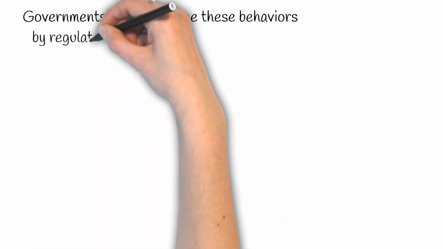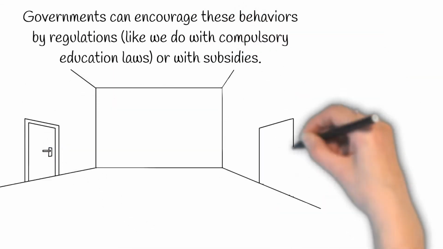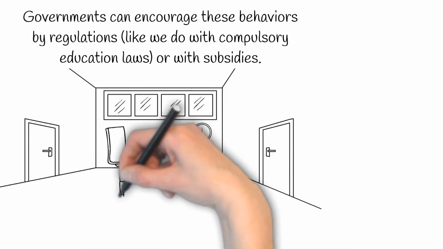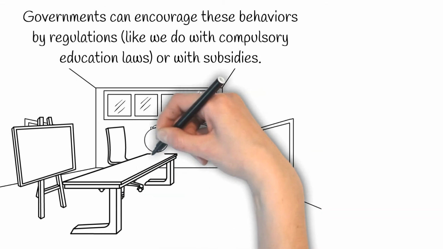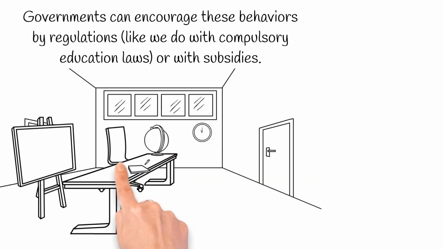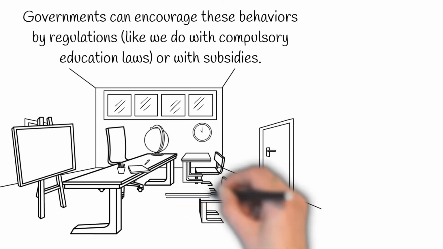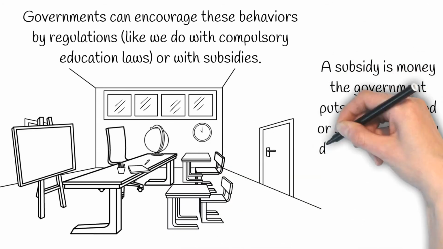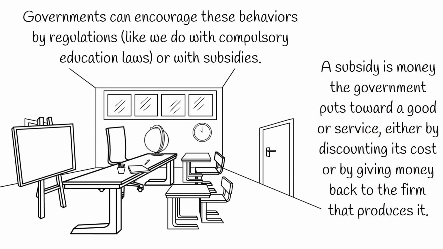Governments can encourage these behaviors by regulations, like we do with compulsory education laws here in the United States that require every person to go to school between the ages of 6 and 16, or with subsidies. A subsidy is a government payment toward an activity, or it may be a discount on that activity. For K through 12 education, the government just pays this with money, but for higher education, they give a discount to students to go to college in their states.